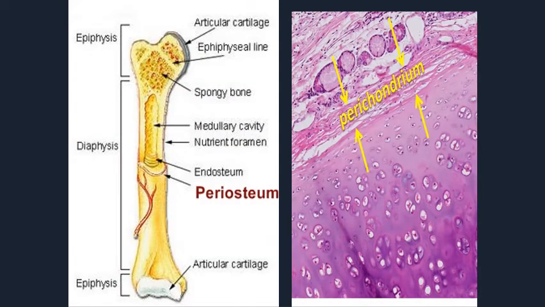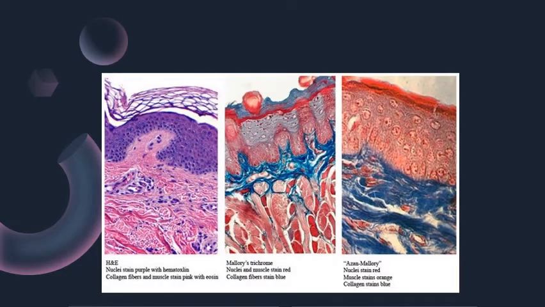Here the perichondrium and the periosteum, different muscles are attached to the perichondrium and the periosteum, so it is pulled in different directions. Here is collagen white fibrous connective tissue stained with Mallory, which appears blue in color.